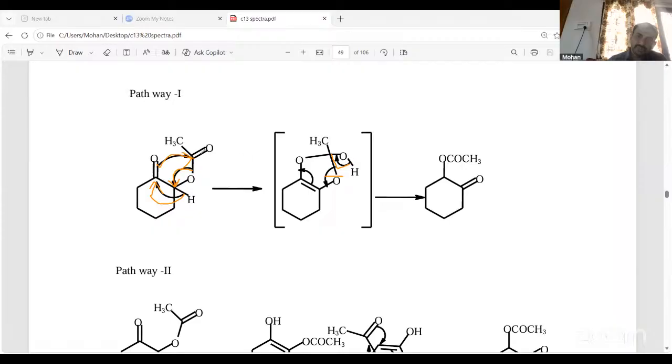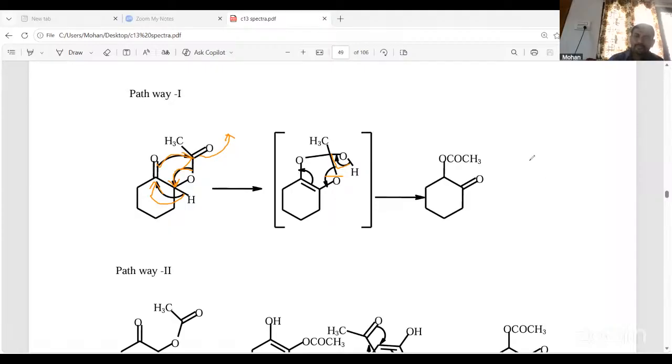This pi bond is polarizing on this oxygen due to the attack of this CO bond here. Then some cyclic oxygen intermediate is formed here. Now the repolarization of the CO bond towards this carbon, then the cleavage of this cyclic intermediate is taking place. Then this pi bond is shifting here, then we are getting this one.